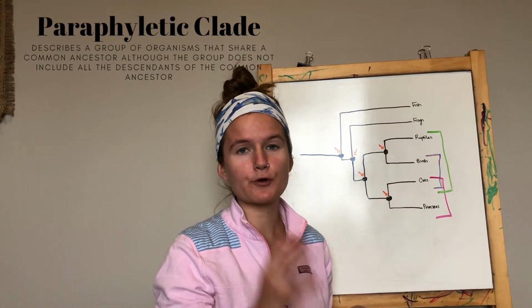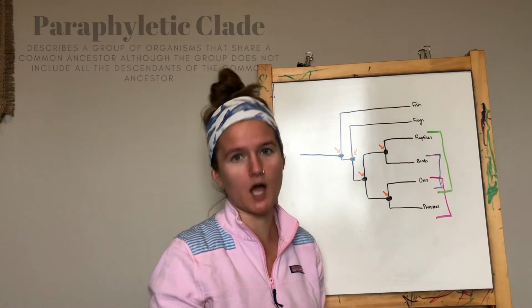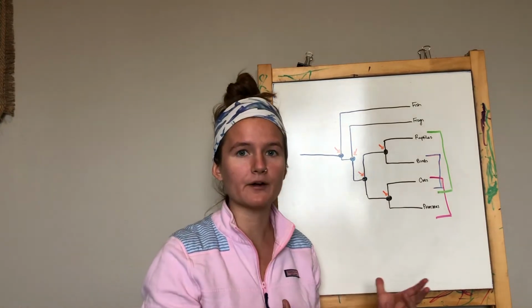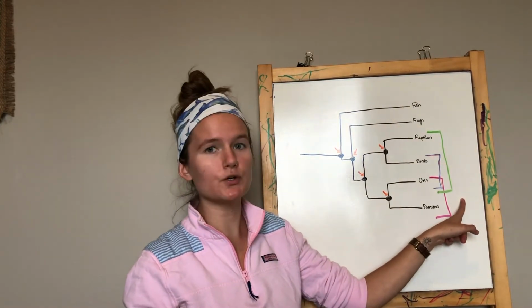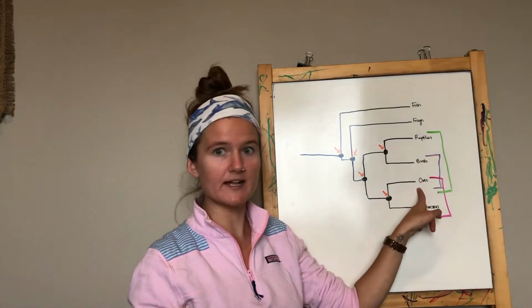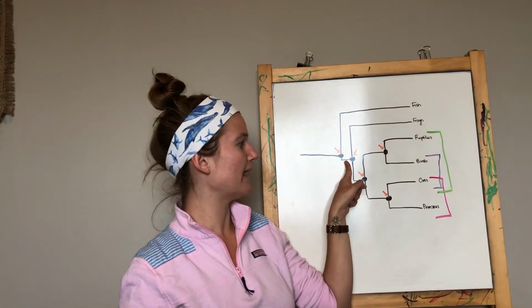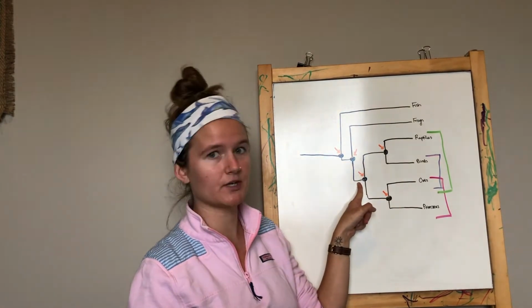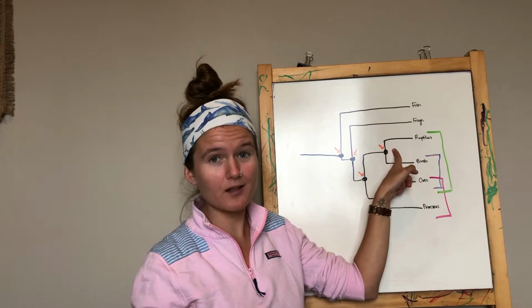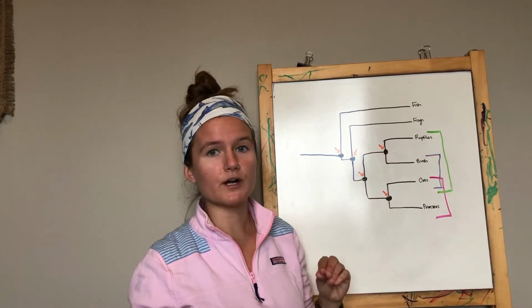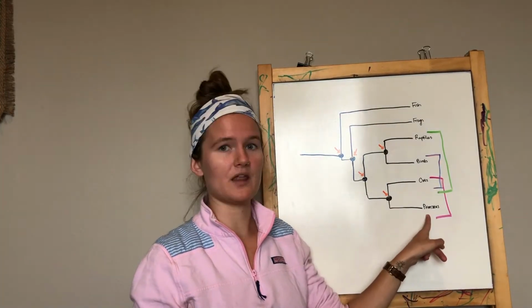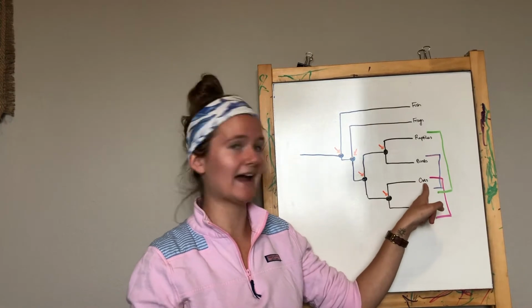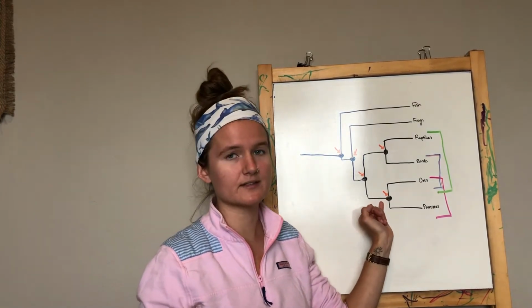The third type of clade is a paraphyletic clade. And this is a group of organisms that share a common ancestor, although the group does not include all descendants of that common ancestor. So here in this tree, our paraphyletic clade is represented by this green line here, right? So it includes reptiles, birds, and cats, which all share a common ancestor all the way back here at this node. Got that common ancestor in there as well. Okay, cool, we're looking pretty solid. However, it includes one organism in this group of animals, but not the other. So it excludes primates while including cats, and thus is excluding completely this node here.